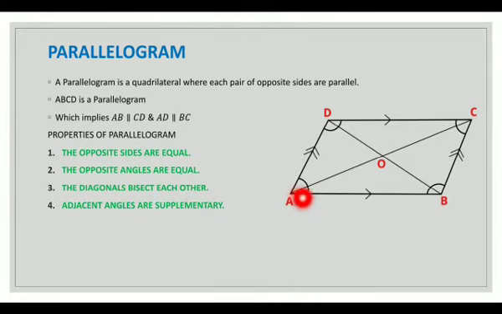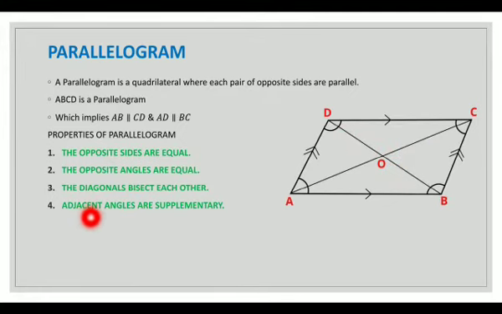The third property: the diagonals bisect each other. In the parallelogram, there are how many diagonals? Two diagonals, diagonal AC and diagonal BD. The property says the diagonals bisect each other. AO equals CO and BO equals DO.